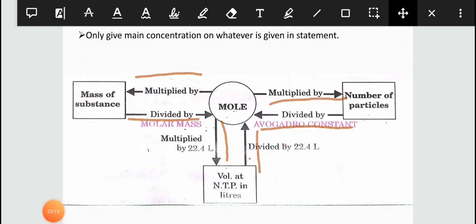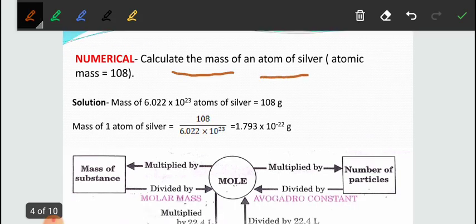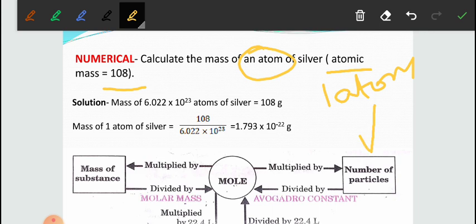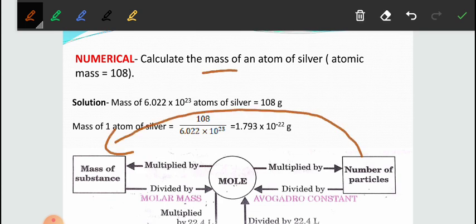Now let's see a numerical. Suppose the statement says: calculate the mass of an atom, and the atomic mass is given as 108. First of all, the atomic mass is given. Second, they said an atom, which means one atom, so I can take it as the number of particles. The number of particles is given, and I need to calculate the mass.